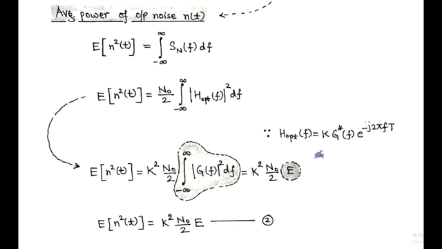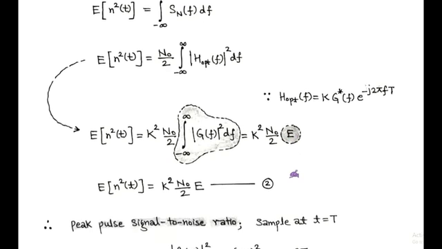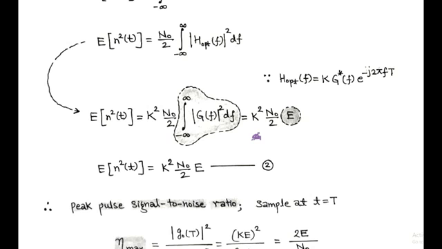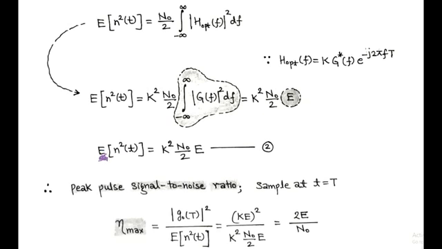So we get expectation of n square(t) equals k square N0 by 2 integration |G(f)| square df. And here the integration of |G(f)| square df is nothing but the energy of pulse signal g(t), that is denoted by capital E. So the average power of output noise, denoted by expectation of n square(t), equals k square N0 by 2 into E, that is denoted by the second equation.